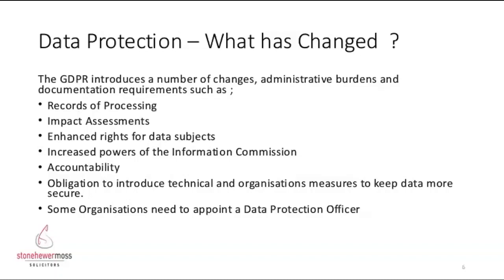We've all heard about the right to be forgotten and subject access requests. Increased powers of the Information Commission, again, that's something that's already been in the papers a lot, is the 4% of worldwide turnover potential fine. It's gone up from the current £500,000. The accountability principle is where you have to actually show what you're doing is compliant, so there has to be written records for many of the things that we do. There's the obligation to introduce technical and organisational measures to keep data more secure, so looking at your systems. And some organisations, like the big ones, will need to appoint a data protection officer.